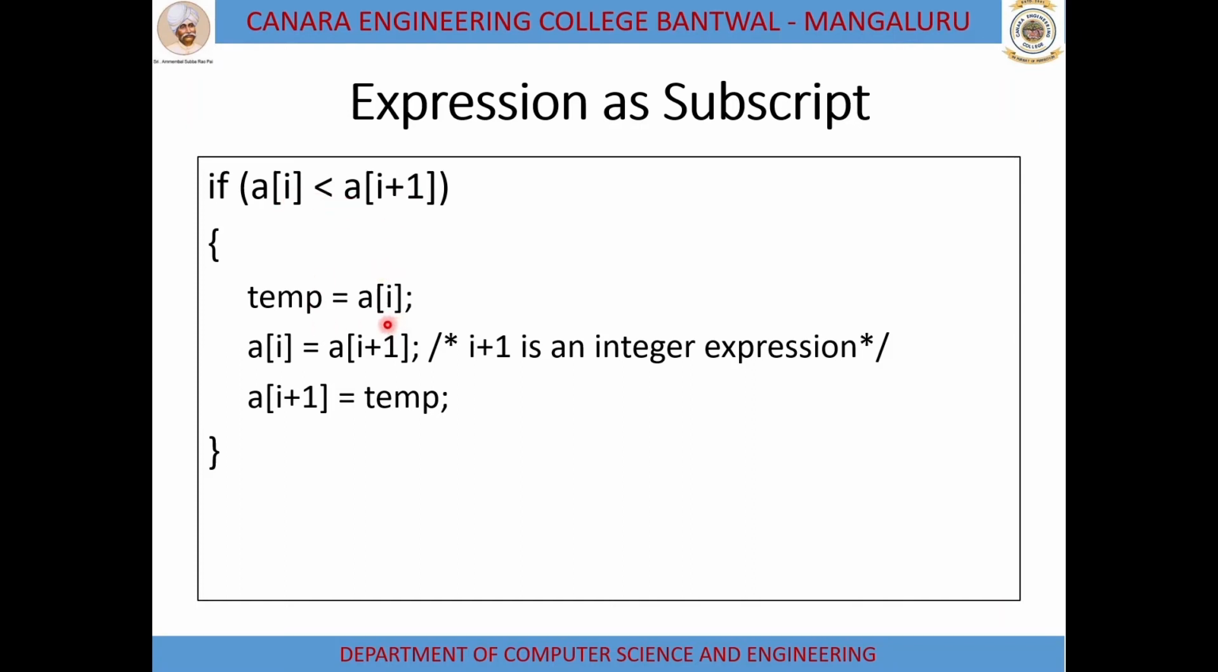Whatever value was there in the first position will be moved to temp. Then a of I equal to a of I plus 1: whatever value is there in the second position, that is a of 1, will be moved to a of 0. Then whatever was there in a of 0, that is in temp, will be moved to a of 1. It's just a sample of how we can make use of the subscript and the index.